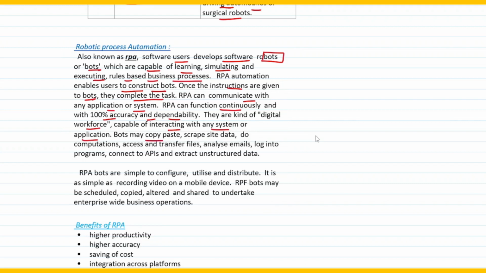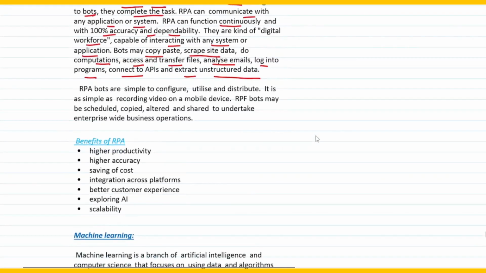Bots may copy paste, scrape site data. Scrape means to remove or extract something from the surface, right? To do computations, access and transfer files, analyze emails, log into programs, connect to APIs and extract unstructured data, right? So bots basically can perform various functions like copy paste, scrape site data, do computations, access and transfer files, analyze emails, log into programs, connect to APIs and extract unstructured data. So more or less they can do all the basic clerical work that can be carried out by a human being without any effort and with 100% accuracy, and we can depend on them. So it gives you 100% accuracy as well as dependability.